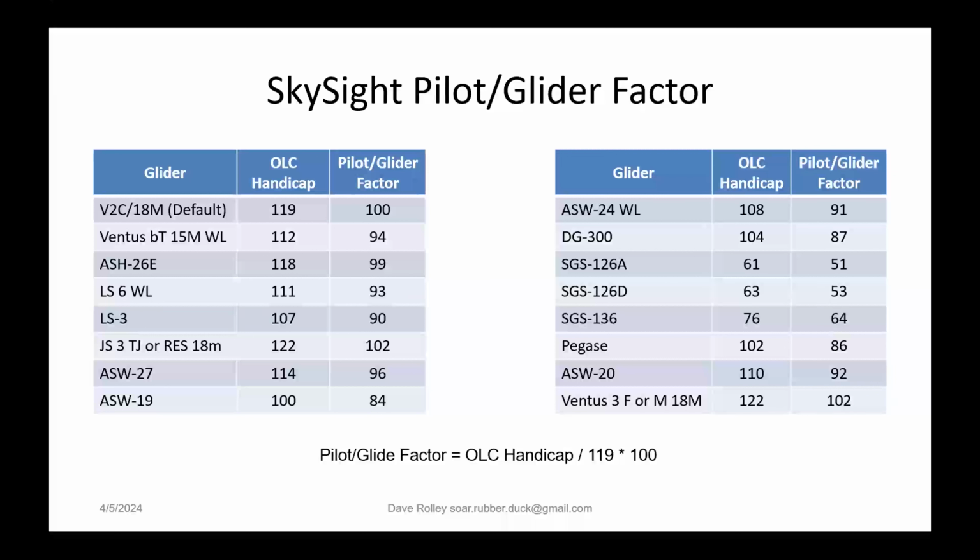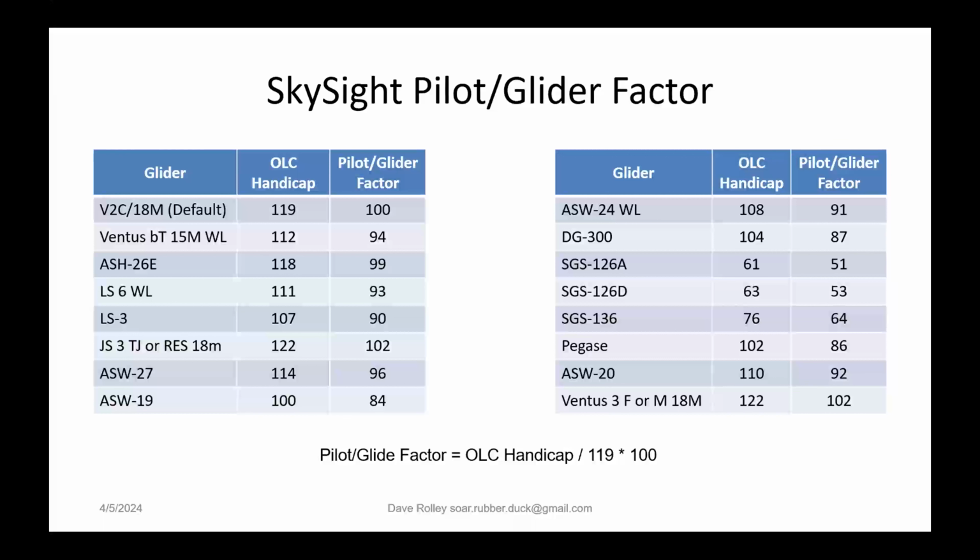It adjusts it somewhat for the type of glider. I also fly an ASH-26E, and its handicap is 118, so it's off by less than 1%. I don't bother changing the number for that. So you can see an LS6, an LS3, JS3s, whether they're the jet or the res, have OLC handicap of 122, so you'd put in 102.